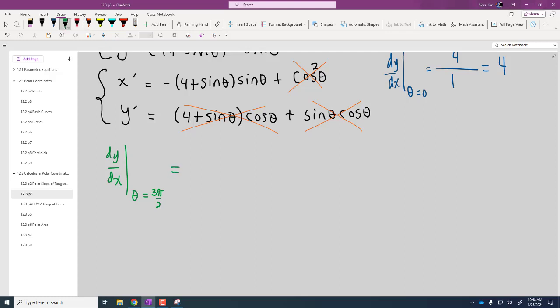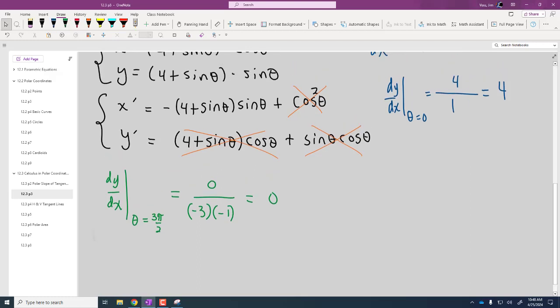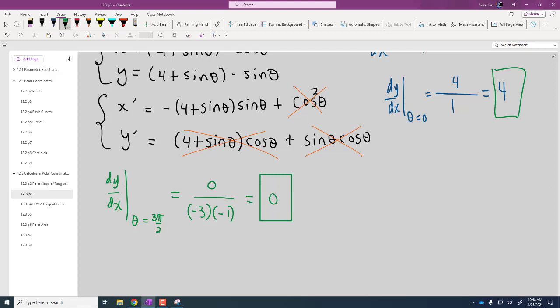So we're going to end up with, for y prime, looks like 0 in the numerator. We just have to make sure we don't have 0 in the denominator. So if we plug in 3 pi over 2 here, sine of 3 pi over 2 is negative 1. So 4 minus 1 is 3. So we're going to have negative 3 multiplied by sine of 3 pi over 2, negative 1. Important thing here is that the denominator is not 0. So we're going to get 0 as our slope of tangent, which corresponds to a horizontal tangent line. So those are the two slopes.